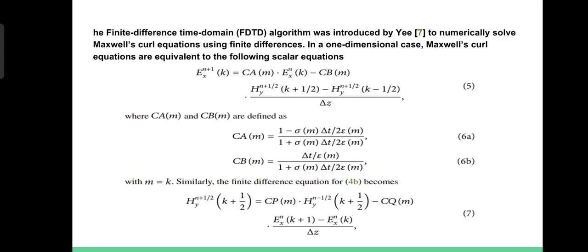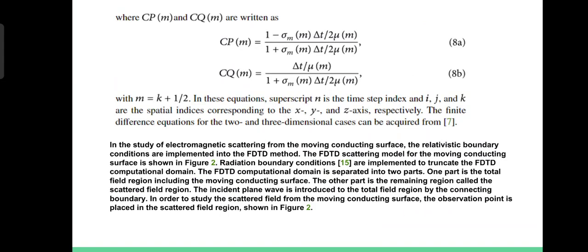The finite difference time domain algorithm was introduced by Yee to numerically solve Maxwell's equations using finite differences in the one-dimensional case, leading to the following scalar equations. These are the formulas and equations for the finite difference equations 5, 6a, 6b and 7. In the study of electromagnetic scattering from the moving conducting surface, the relativistic boundary conditions are implemented in the FDTD method. The FDTD scattering model for the moving conducting surface is shown in figure 2.